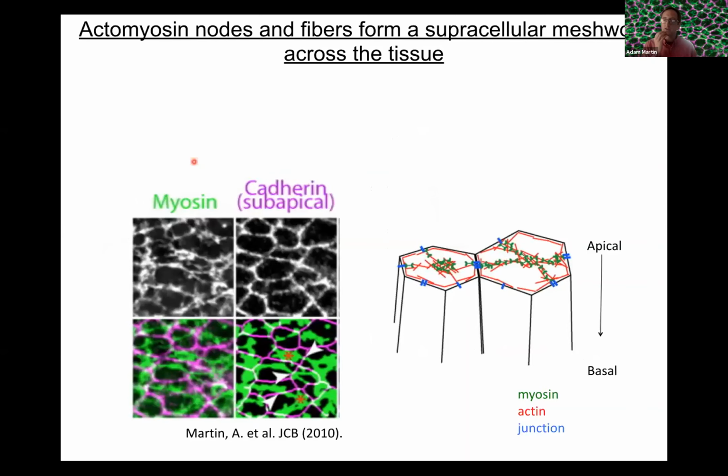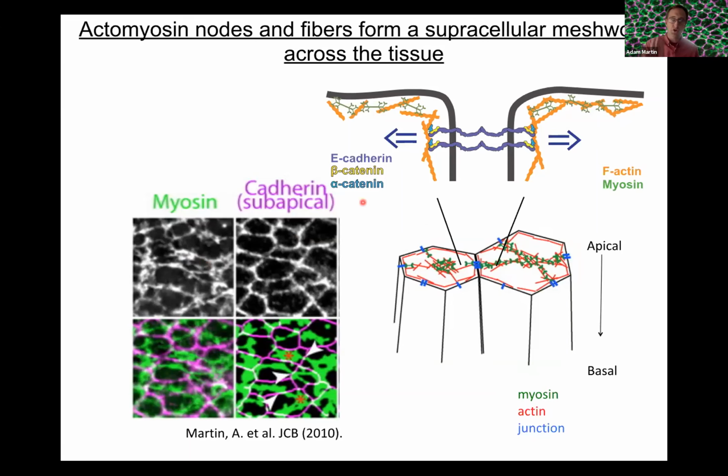Now, to see if there are other types of anisotropies or other evidence for anisotropic force generation in this tissue, we also looked at the organization of the actomyosin cytoskeleton. And what we found is that if you look at myosin, you can see here, this is labeled myosin. And again, you can see that there are intense myosin nodes in the middle of the cell apex, but you can see that these nodes often connect to each other through myosin fibers, and these are actomyosin fibers.